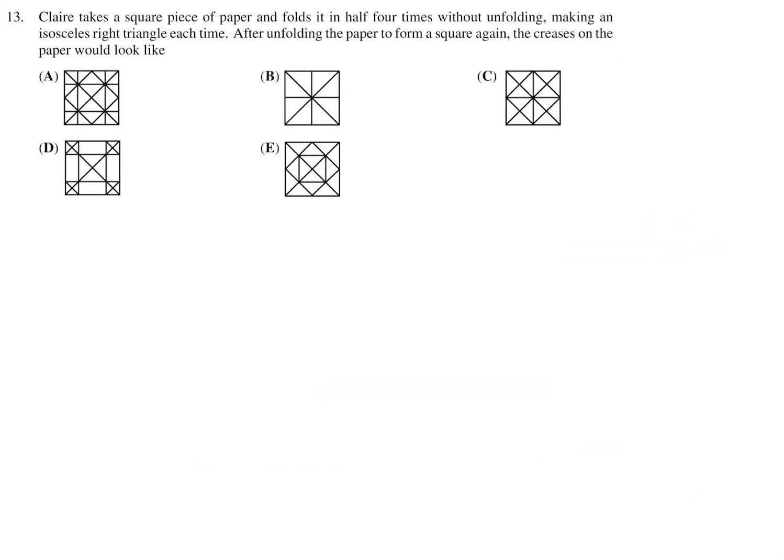Claire takes a square piece of paper and folds it in half 4 times without unfolding, making an isosceles right triangle each time. After unfolding the paper to form a square again, the creases on the paper would look like. Just get out a square piece of paper, or make it into a square, and then fold it 4 times and open it back up. That's what I did. And you're totally allowed to do that on a math contest.